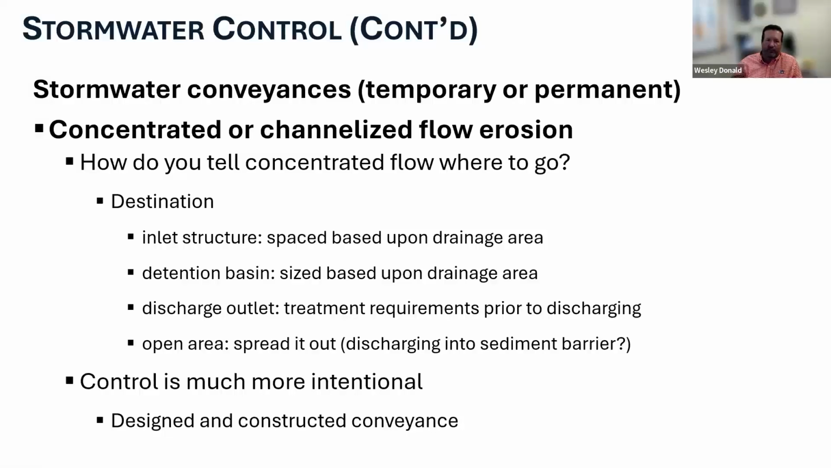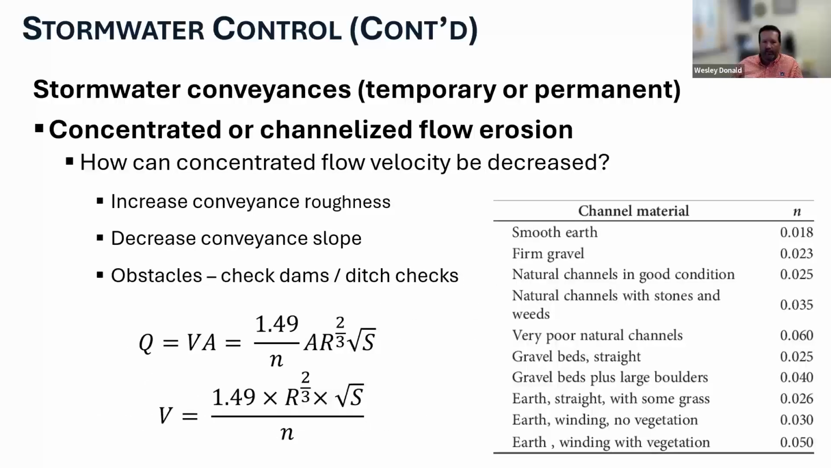When we do want to concentrate channelized flow, we're thinking about it going to inlet structures, detention basins, discharge outlets, open areas. We need to control how it gets there. But in a designed and constructed conveyance, we do have a much greater measure of control. How do we reduce its velocity? If we think about Manning's equation, that means we want to increase roughness. Over here, we've got different roughness factors.